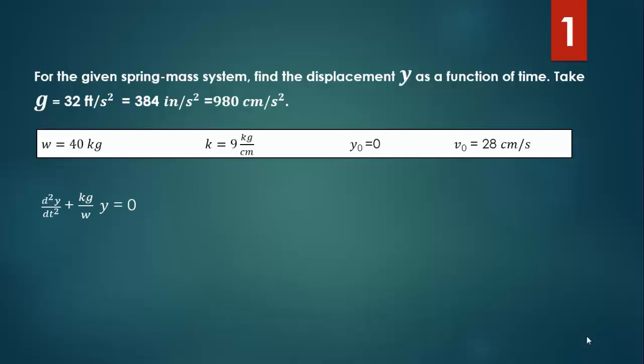In solving a spring mass system, we must use this differential equation, which is d squared y over dt squared plus kg over w times y equals 0. By substituting the given values, we have d squared y over dt squared plus 9 times 980 over 40 y equals 0. And actually, the differential equation to be solved in this problem is d squared y over dt squared plus 220.5y equals 0.